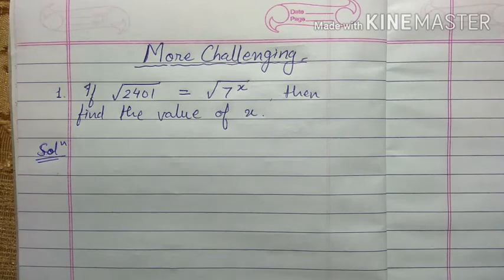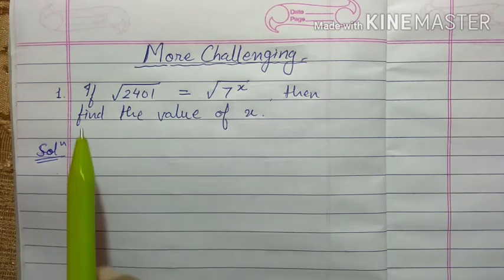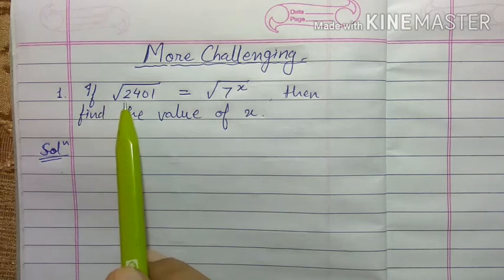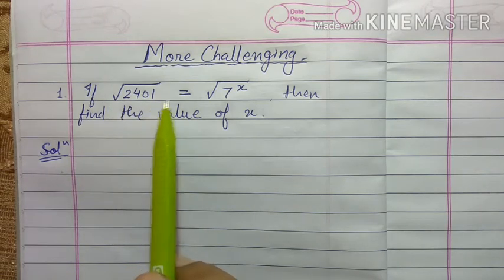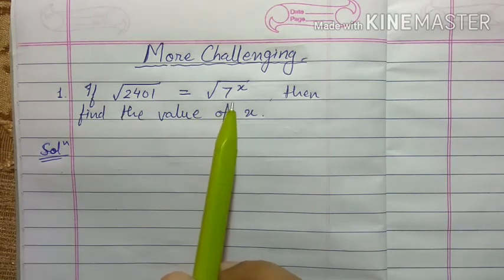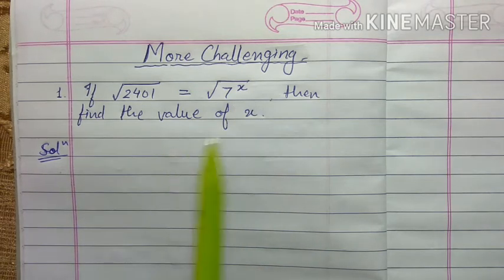Today we will discuss more challenging questions given in the chapter Square and Square Root in Maths Comet. So the first one is, if root 2401 is equal to under root 7 to the power x, then find the value of x. So how to solve this question?